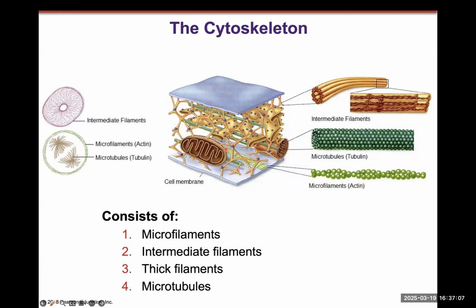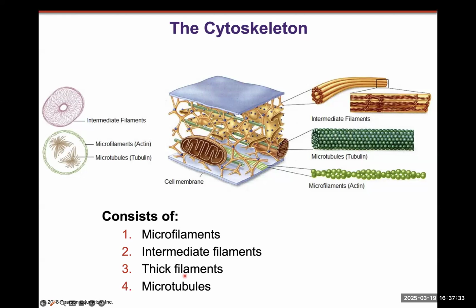And the cytoskeleton is not going to have a membrane. So it's a non-membranous organelle. Instead of having a membrane, the cytoskeleton is going to be made up of protein fibers. And these protein fibers are going to be named based on how thick they are. So if they're super thin, they're called microfilaments. If they're going to be really thick, then they're called thick filaments.